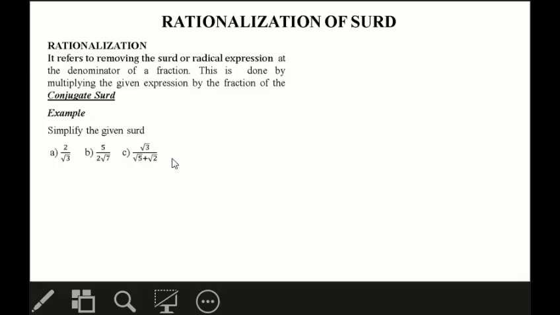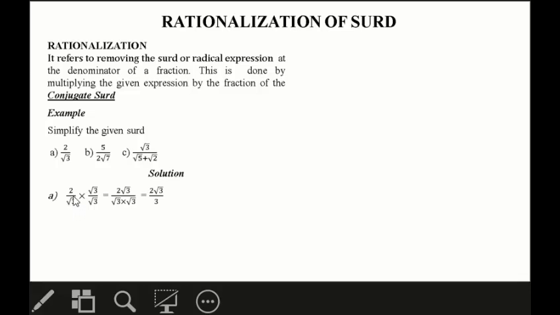Good. So when we have this expression, this is how we go by it. Let's try to solve it together. So in our solution, our A, we have 2 over root 3. And looking at the denominator here, the set there is root 3.